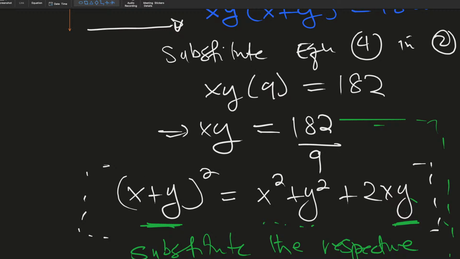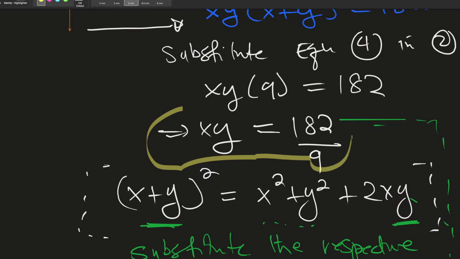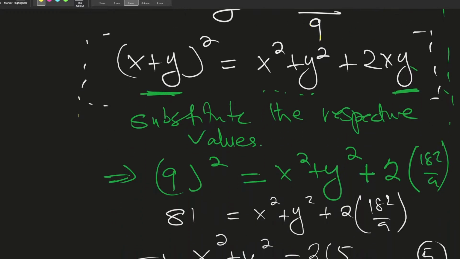Friends, 182 over 9, this is what I'm talking about. Then, as we substitute it, we had what we are seeing. Is it not beautiful?